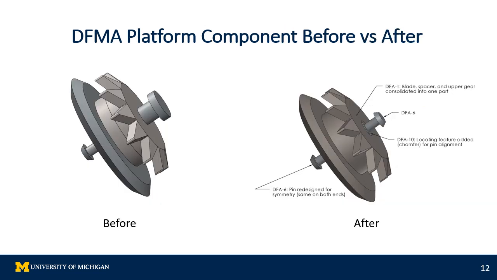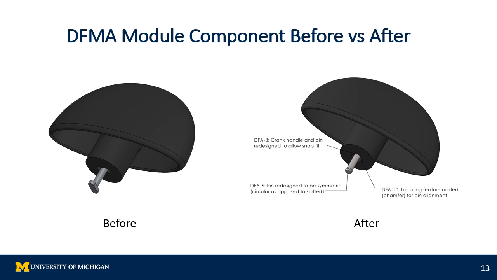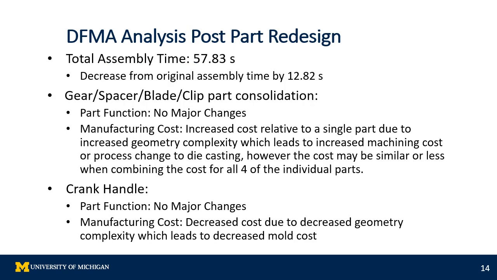Here is the before versus after CAD of the upper gear, spacer, blade, and upper gear pin clip subassembly with the changes called out. And here is the before versus after CAD of the crank handle with the changes called out. After these redesigns, the total assembly time decreased by 12.82 seconds. The impact from these changes on part function and manufacturing costs are also shown here.